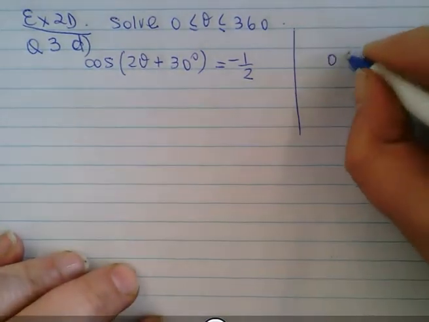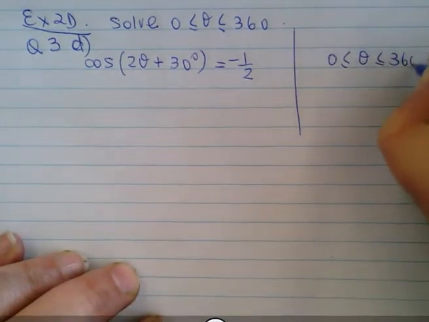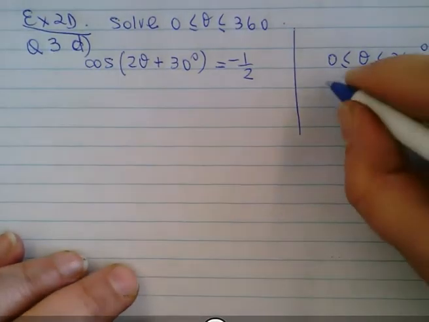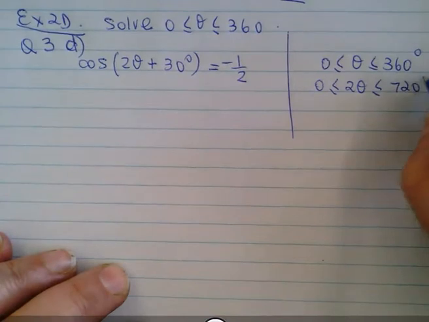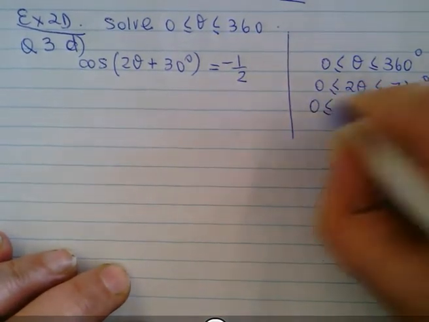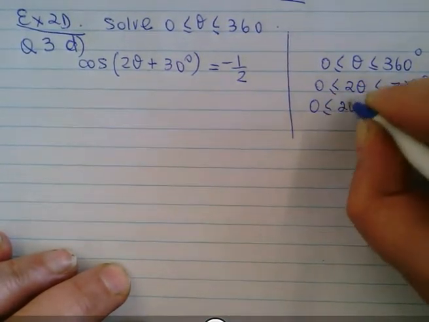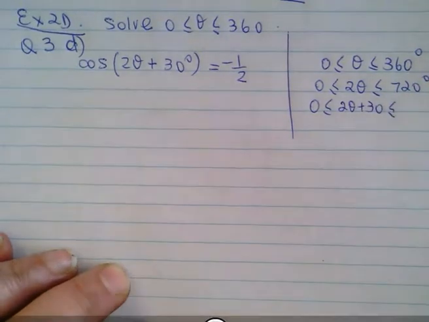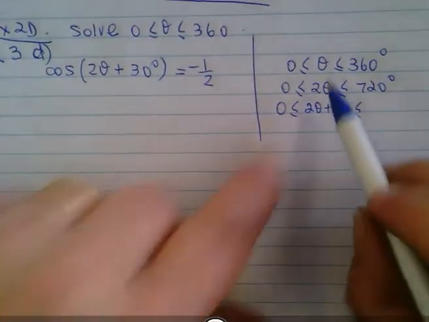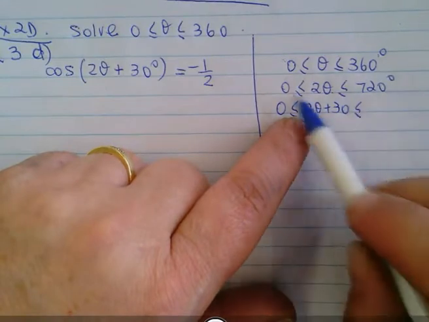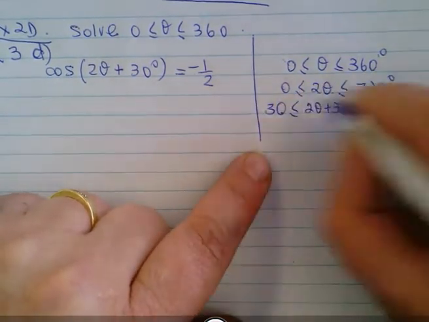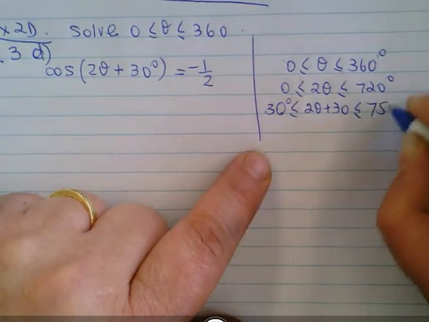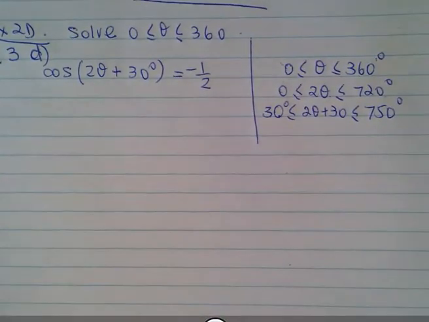So you know how theta lies between 0 and 360. What would 2 theta lie between? 0 and 720. What would 2 theta plus 30 lie between? So I'm multiplying by 2. Now I'm adding 30. What do I put here? 30 and 750. In other words, I want the solutions from 30 degrees to 750.